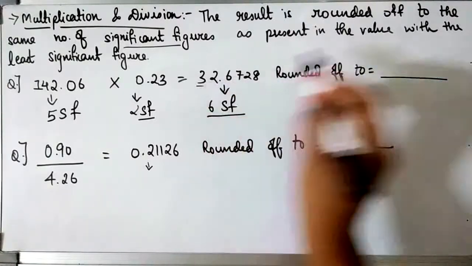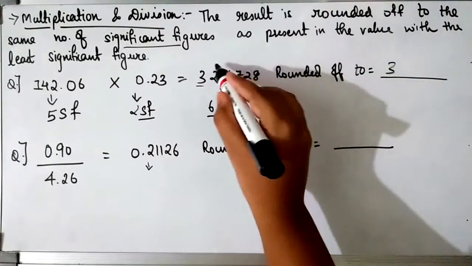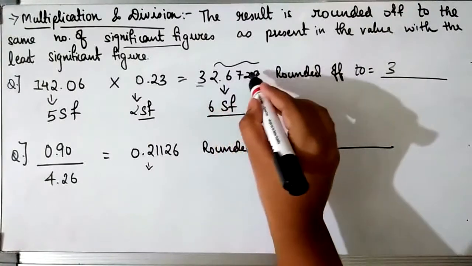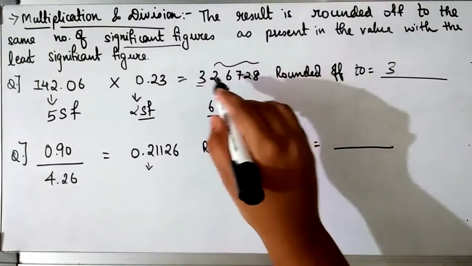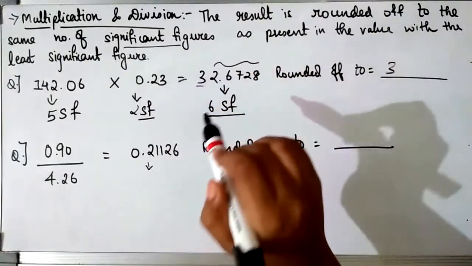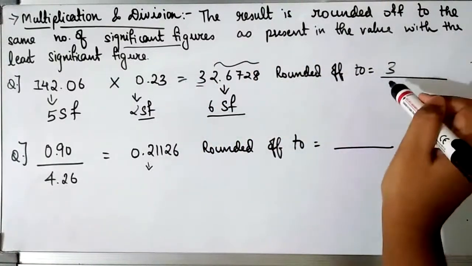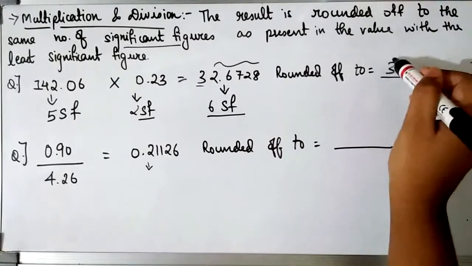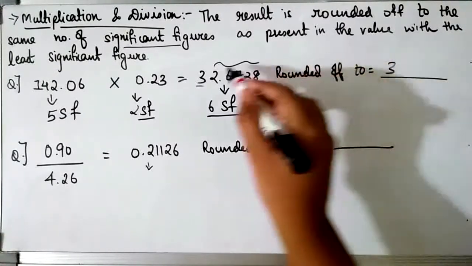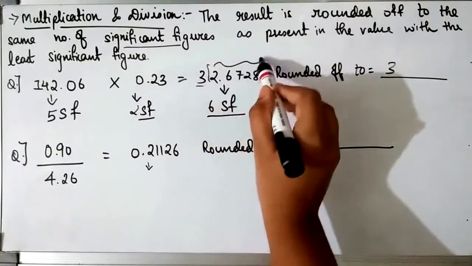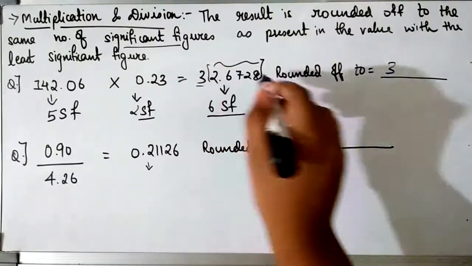So first one, let me write this 3. Now we need to round off this leftover numbers to one number. We need to round it off in such a way that all these numbers will make only one number, so that we have got 2 significant numbers. Because we have already got one non-zero digit, we have already got one significant figure, we need to get one more significant figure. So we need to round off this part of the result.